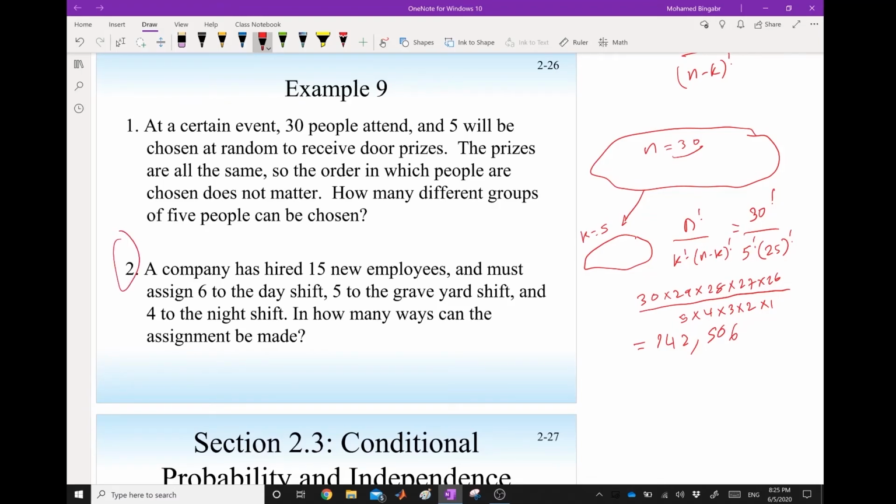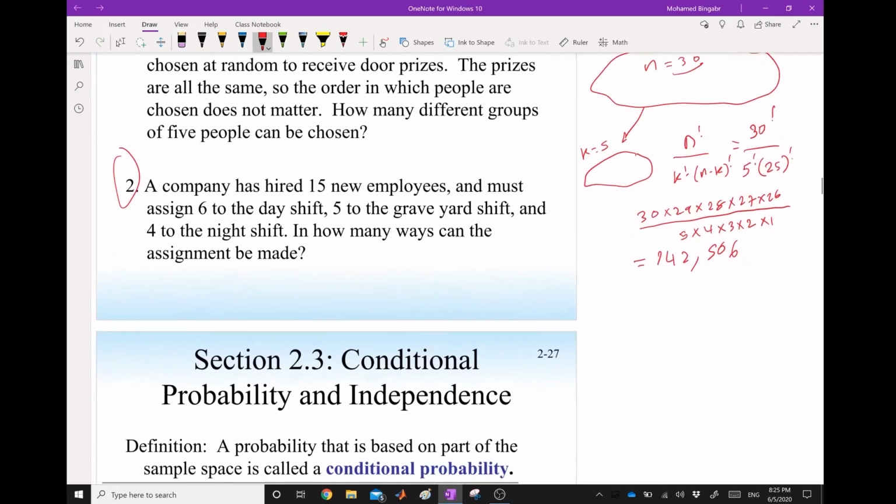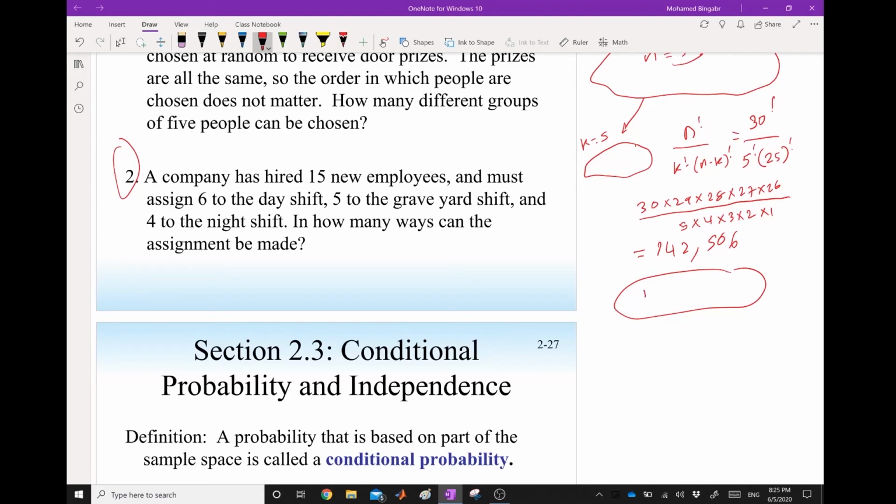Let's look at this example. A company has hired 15 new employees and must assign 6 to the day shift, 5 to the graveyard shift, and 4 to the night shift. In how many ways can the assignment be made? So now we have n equals 15, and I'm dividing them into 3 subgroups. The first one, k1, is 6. The second subgroup, k2, is 5. And the third group, k3, is 4. So 6 plus 5 plus 4, that's 15.